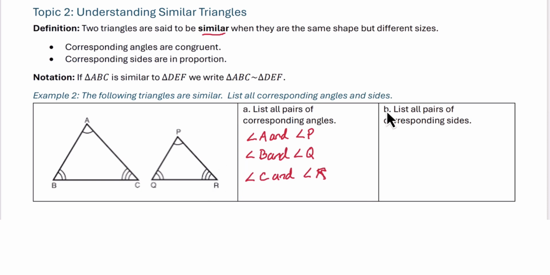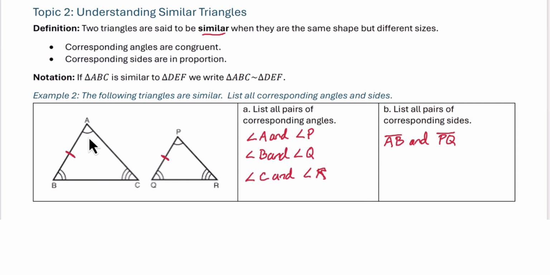And now the sides we have to be a little more careful with because we're not given the labels. But notice between the one arc and the two arc, let's give it some notation. Between the one arc and the two arc, we have this line segment. So we can say that side AB is corresponding to side PQ.